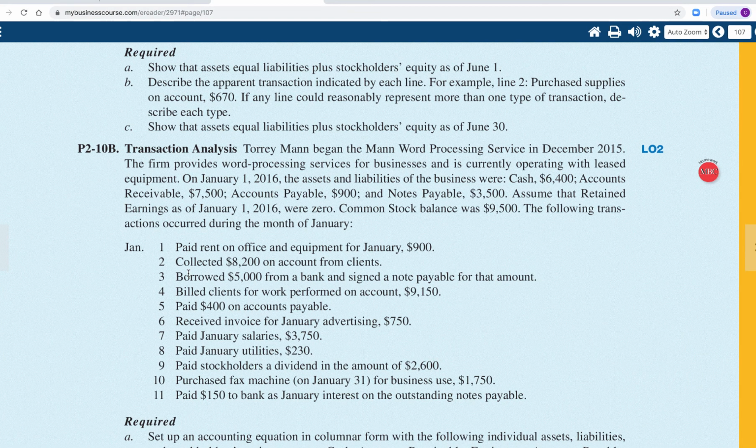So on January 2nd, we collected $8,200 on account from clients. Because we see on account, that means that somebody had owed us money previously. They are now paying us that money. So we basically collected cash from somebody that owes us money. What do we need to do?